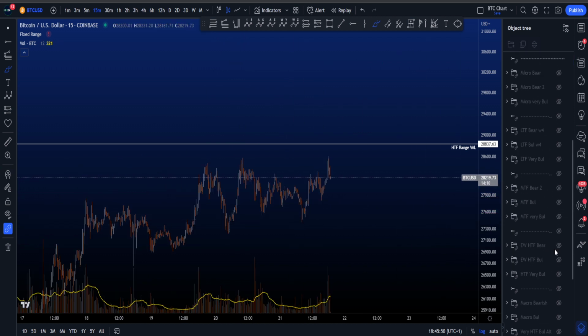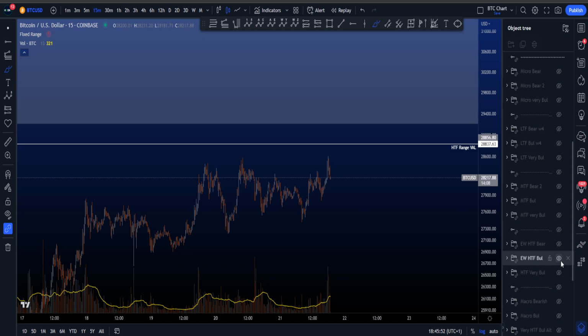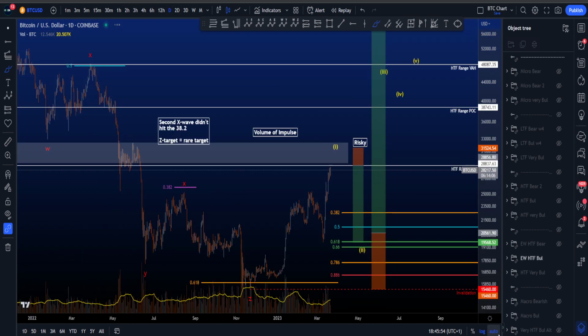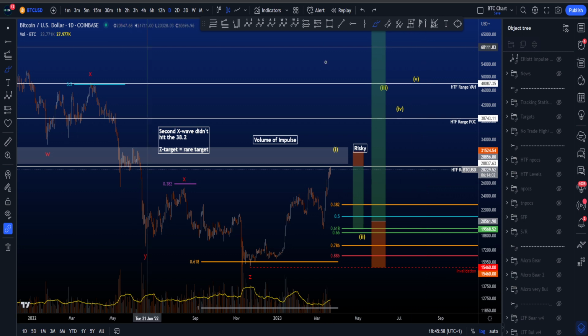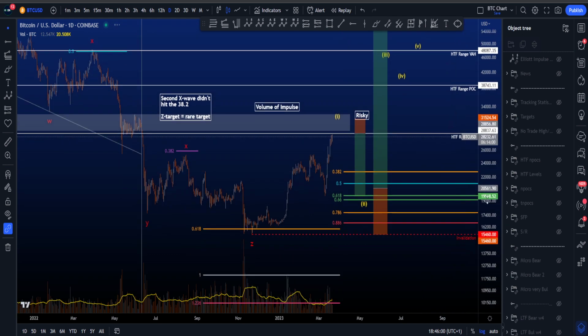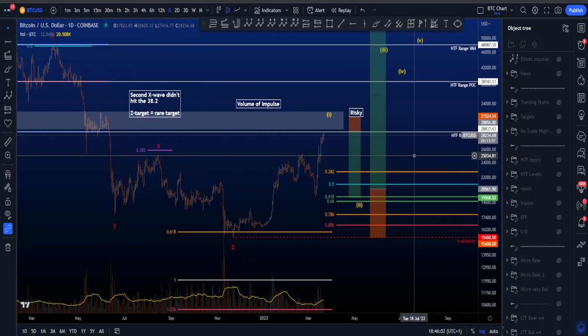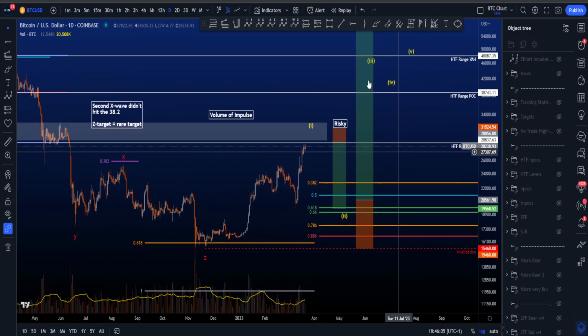What we're now going to do is zoom out again to the high time frame and share with you the bullish scenario, which is not as bullish as the very bullish scenario. Please don't get confused, it's a different scenario on the high time frame, medium, low and micro time frames.